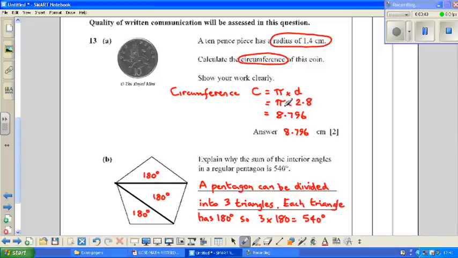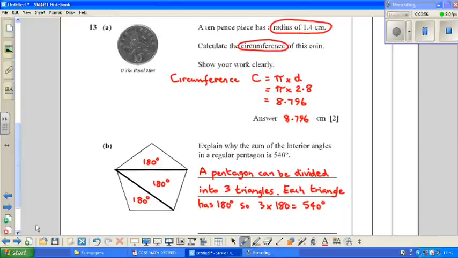Make sure you know where the special pi key is in your calculator, so use the pi key multiplied by 2.8 and you should get the answer 8.796. Then for part B, explain why the sum of the interior angles in a regular pentagon is 540 degrees.